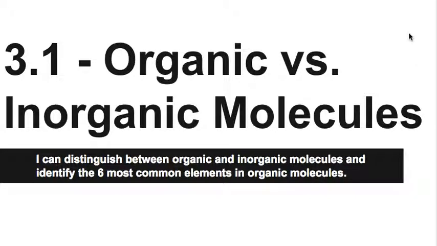We're beginning Unit 3 now, which is on biochemistry, and we'll be talking about organic versus inorganic molecules first. So the learning target for today is that I can distinguish between organic and inorganic molecules and identify the 6 most common elements in organic molecules. So, what does this mean?